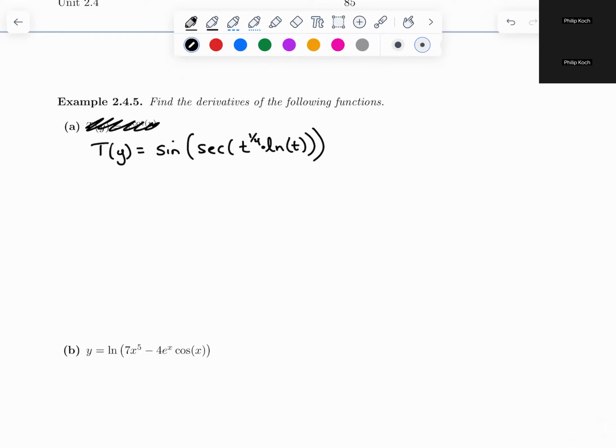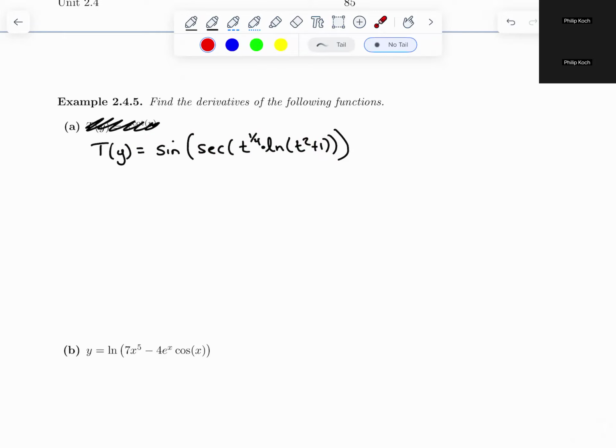So if we look at it, we could even make this worse. Do we want to make it worse? Yeah, let's make it worse. Let's do ln of t squared plus 1. Have some fun. So that is sine of secant of t to the 1/4 times natural log of t squared plus 1. So that is a product rule on the inside of a chain rule, because there's an inner function and then another outside function. So this is two chain rules.